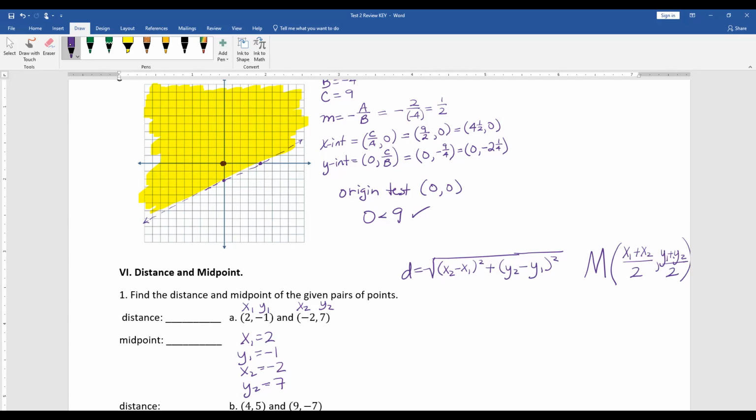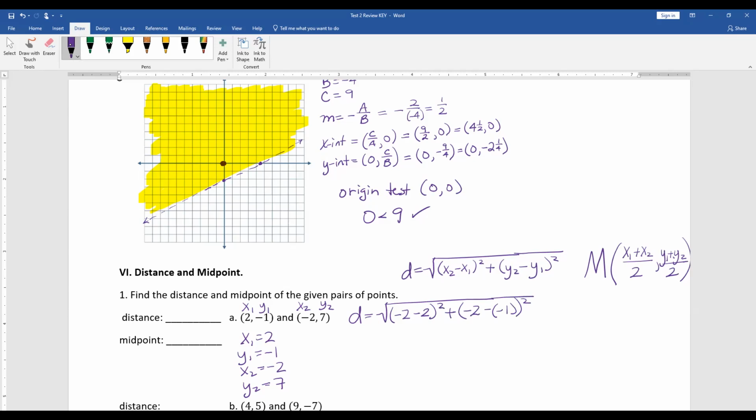Okay, D, so we just plug and chug. D equals x2, which is -2. This is the important part. Make sure if you're subtracting a negative, either change it to addition or just put both negatives on there. In this case, I don't have to. -2 minus 2 squared plus y2 minus y1.